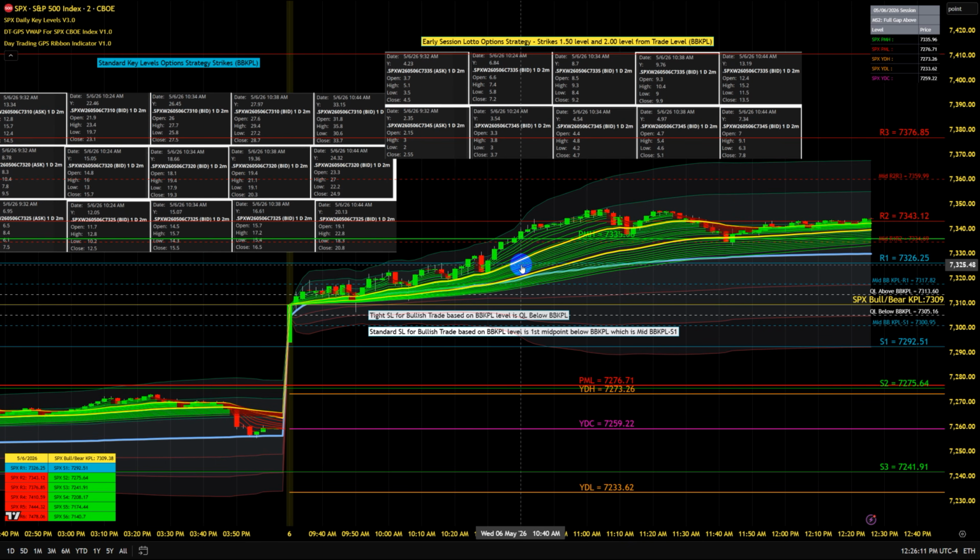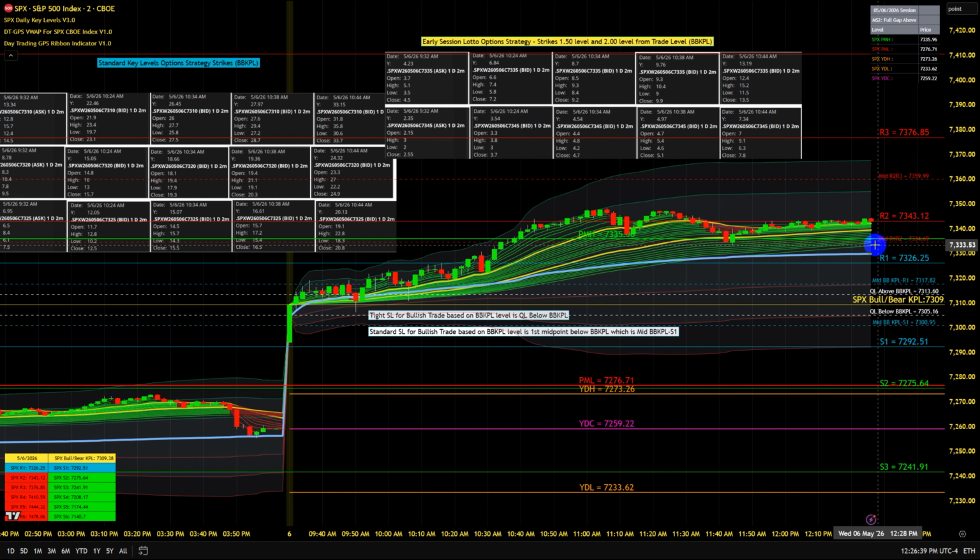Okay, so here we have on the 10:34 a.m. candle, we have the hit of the mid R1, R2 levels. So at this point, the bid is $27.50 on the 73.10s. The bid is now $19.30 on the 73.20s, and the bid is now $15.50 on the 73.25.